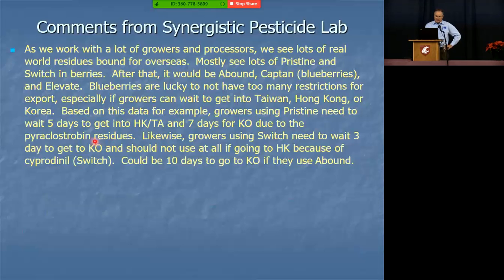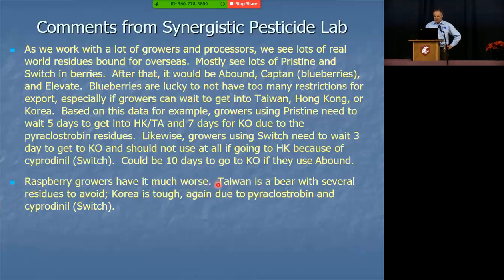Likewise, growers using Switch need to wait 3 days to get into Korea and should not use it at all if going to Hong Kong because of cyprodinil in Switch. Could be 10 days to go to Korea if they use Abound. So based on the work that they've done and from this research, they're already starting to talk about where we're going to go with this. And that is, we will end up with recommendations. If you're going to go to this country, you need to increase your PHI, maybe from 0 to 1 or 0 to 7.